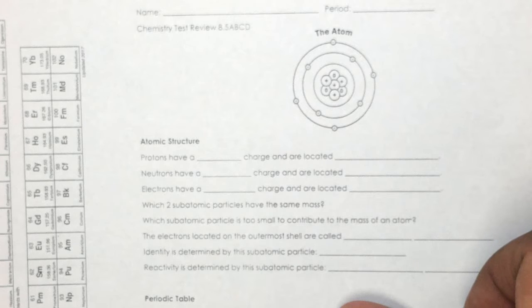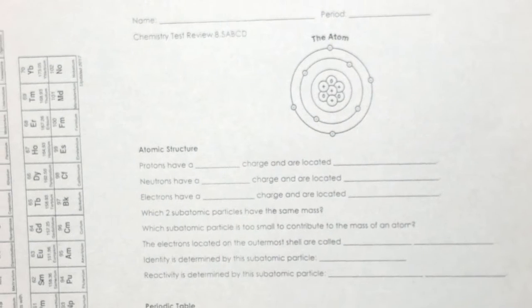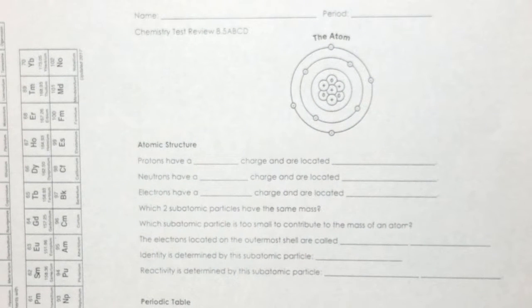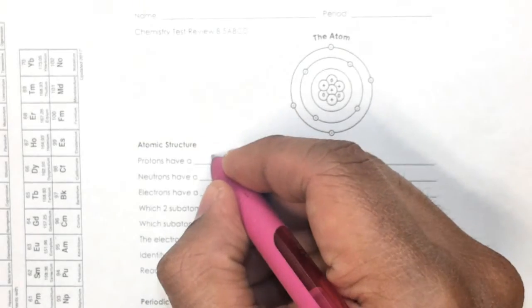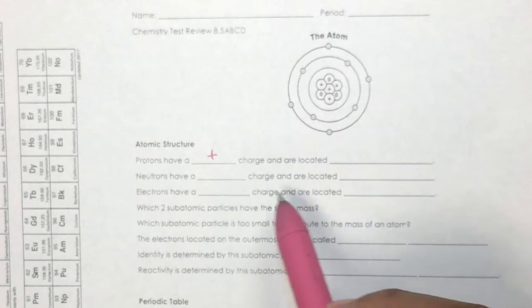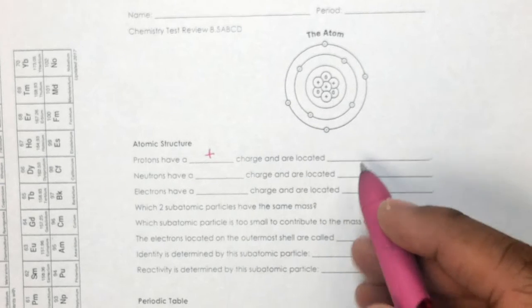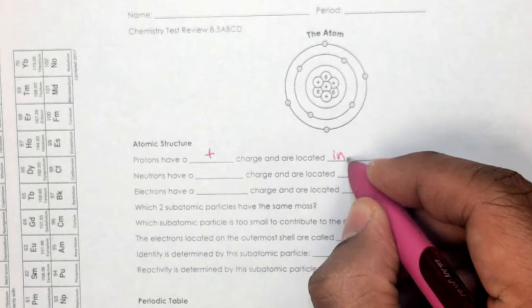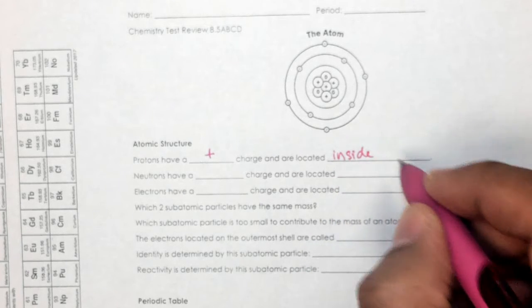Protons have a blank charge. Well, protons have a positive charge, so I'm just going to put a plus. Protons are positive. You can remember that because they both start with P's. They have a positive charge, and they are located inside the nucleus.